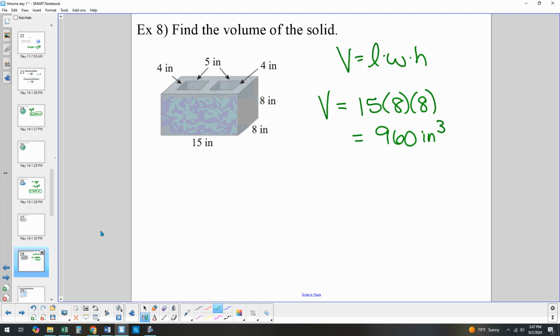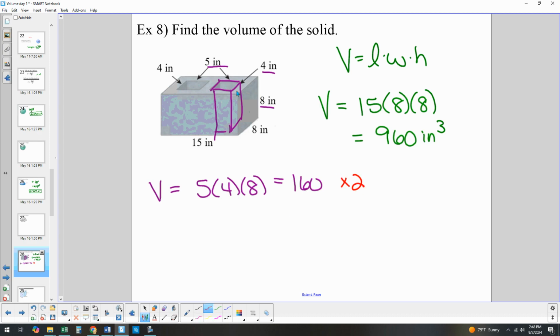The two smaller shapes are also rectangular prisms, right? They go all the way down to the bottom, something like this. So the dimensions of this are 5 by 4 by the height, which is also 8. So 5 by 4 by 8 is 160. And there's really times 2 of them because these are the same. So really 320 cubic inches.